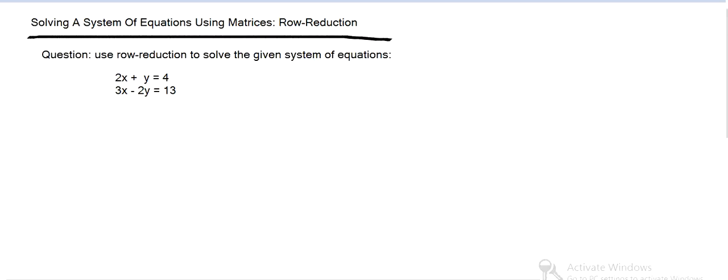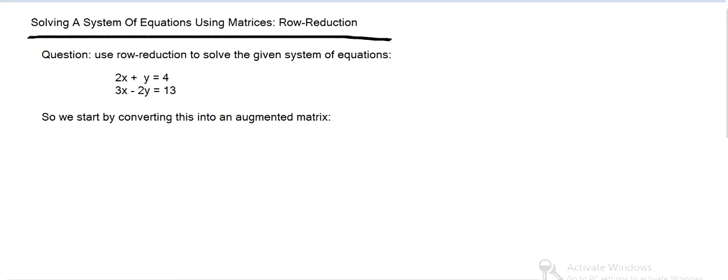Scott here. Got a question from a student about using matrices to solve a system of equations in 3 different ways. So we'll cover row reduction first. So we've got just a simple system of equations. We could use algebra to solve, but just to illustrate how to do it using matrices, we want to use row reduction to solve this. 2x plus y equals 4, 3x minus 2y equals 13.